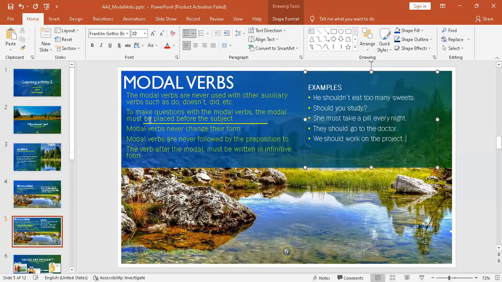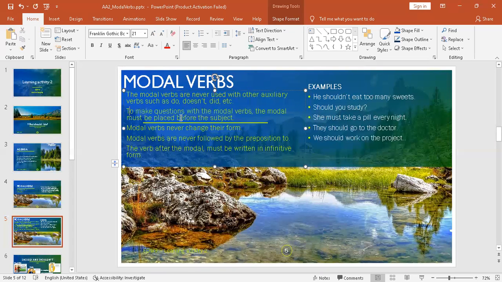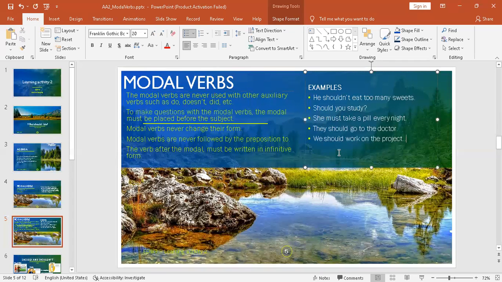The second one, to make questions with the modal verbs, the modal must be placed before the subject. Esto es importante y es algo similar a lo que ya dijimos que puedo preguntar con el mismo. Y es recordar que cuando yo pregunto, tengo que invertir el orden del sujeto y el verbo. Yo digo, I should study more, should I study more, y yo tengo que poner el verbo adelante.